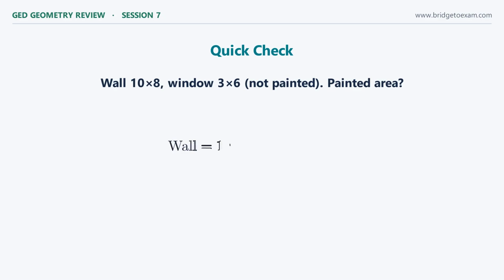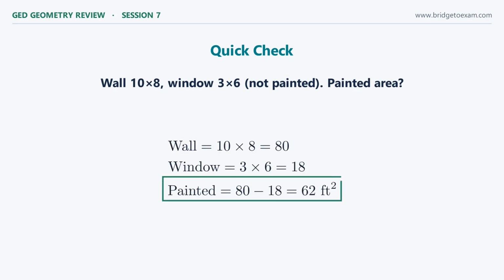Quick check. A wall is 10 feet by 8 feet with a 3 by 6 window that is not painted. The wall is 80. The window is 18. Painted area is 80 minus 18, 62 square feet.